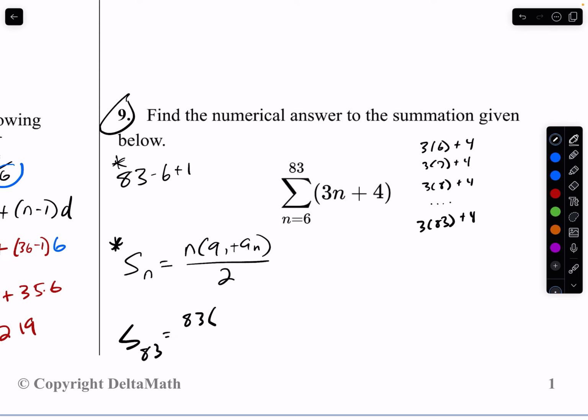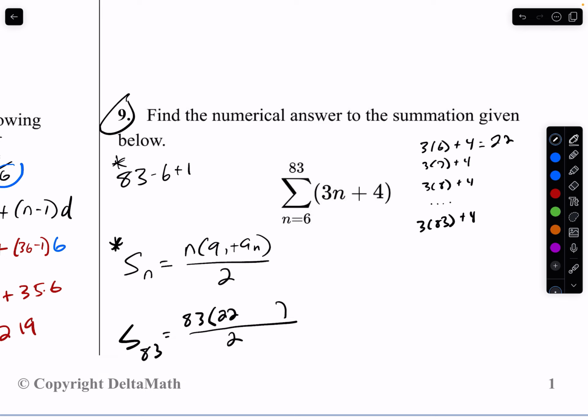3 times 6 is 18 plus 4 is 22. So I figured out the 22. Okay. I don't know the last term, and I'm going to divide by 2. So how do we find the last term here?